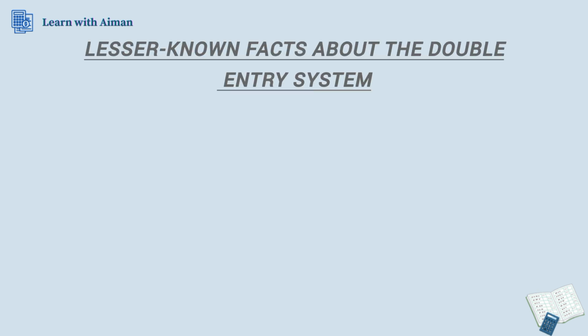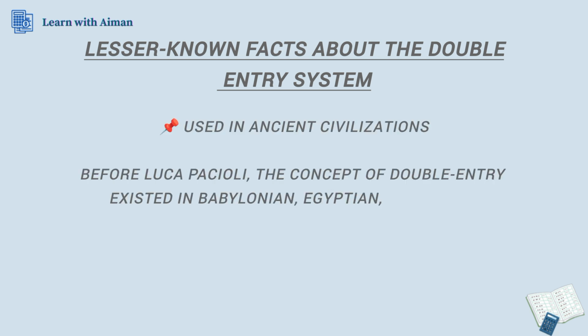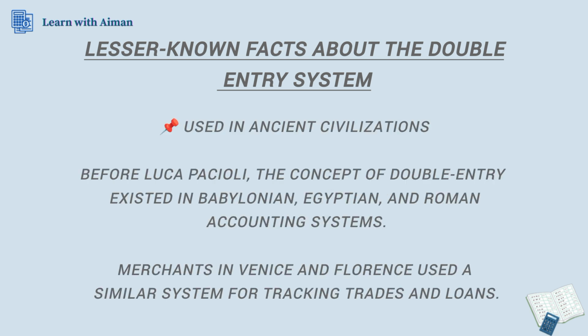Lesser known facts about the double entry system used in ancient civilization. Before Luca Pacioli, the concept of double entry existed in Babylonian, Egyptian, and Roman accounting systems. Merchants in Venice and Florence used a similar system for tracking trades and loans.